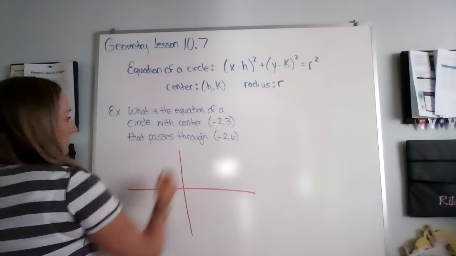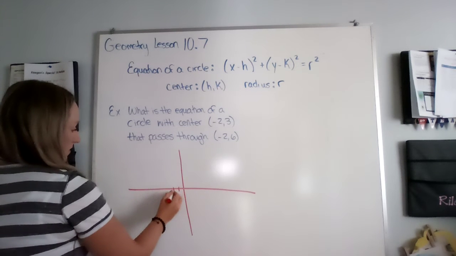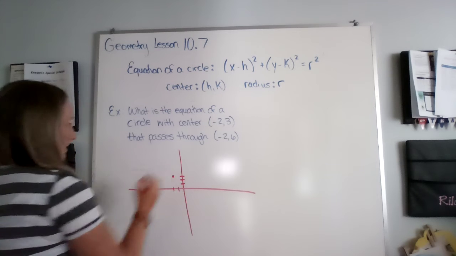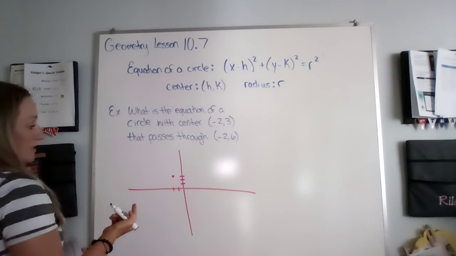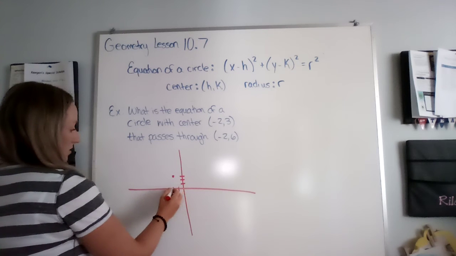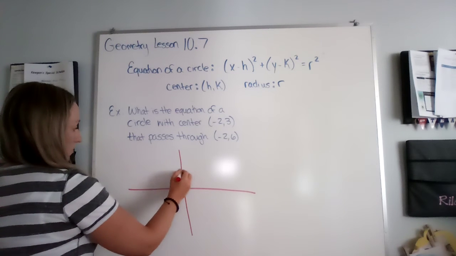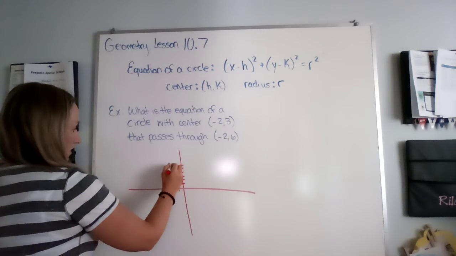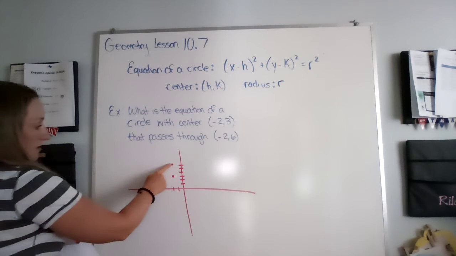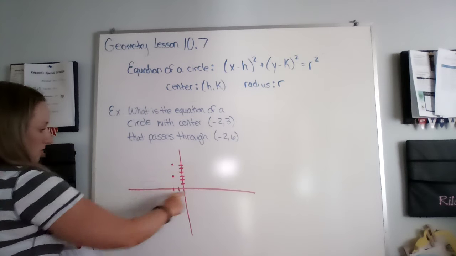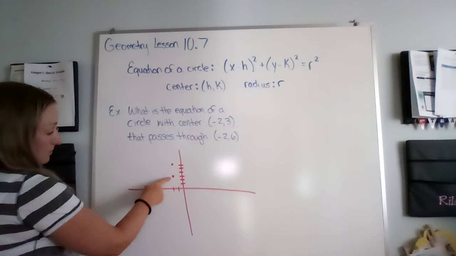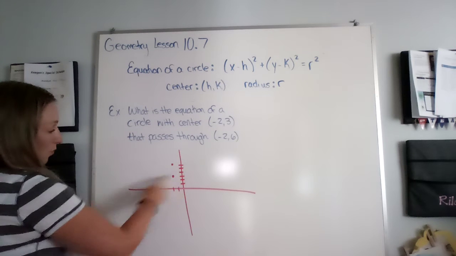All right, so (-2, 3). This point right there, that's the center of the circle. And then it says that the circle passes through (-2, 6). So -2 and then 3, 4, 5, 6. Okay. So if this is a point on the circle, and this is the center of the circle, the center should be the same distance away from all points.